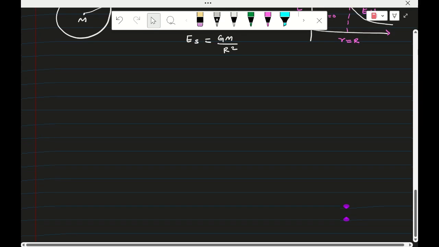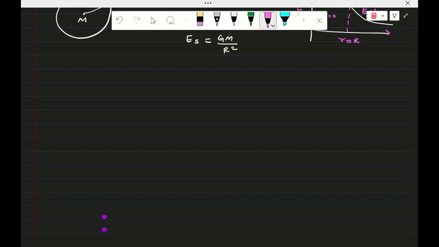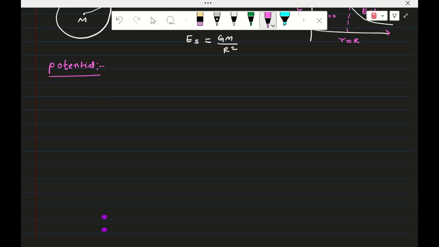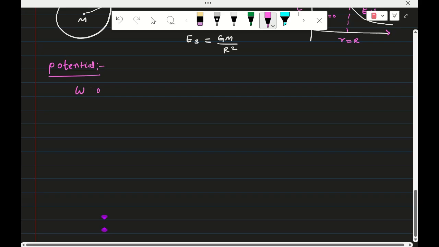So now, whereas potential, I will explain potential for these two with some concept. So now see, potential is nothing but work done. To move a particle from infinity to one point, the work done on a mass m, or particle of mass m, from infinity to a point in the field.